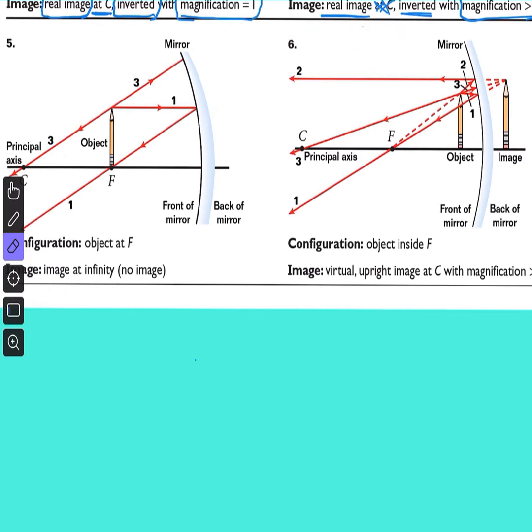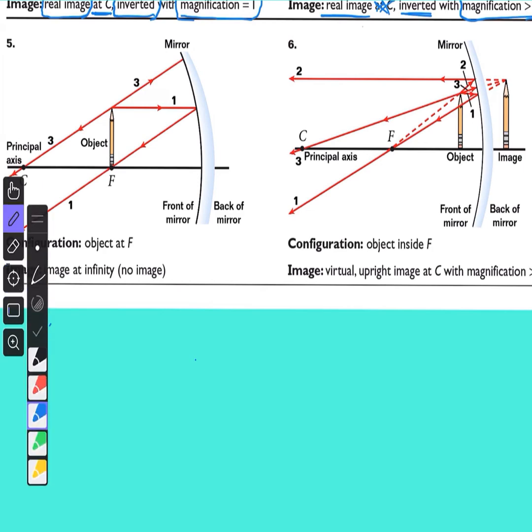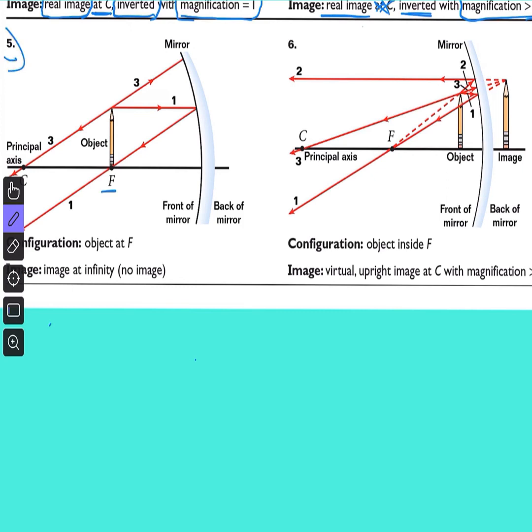Okay, now the last case is that one, case number 5. What if we put the object at the focal, guys? What if we put the object at the focal? That's the focal point. We put the object over there. You know that when you put the object at the focal point, there won't be any image. No image. Why? Because of this good reason.